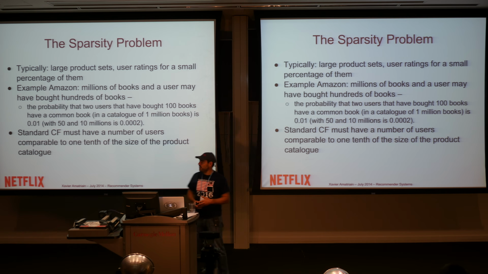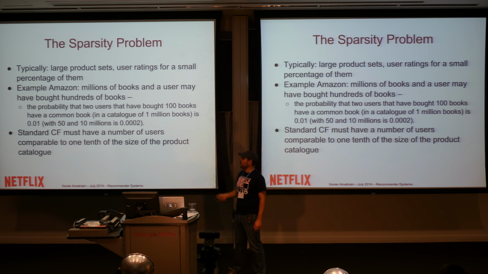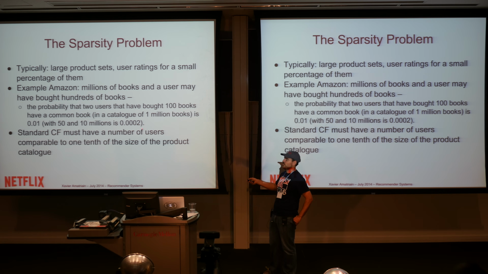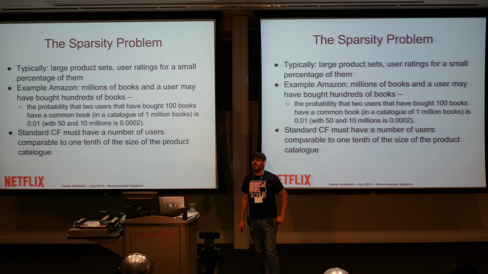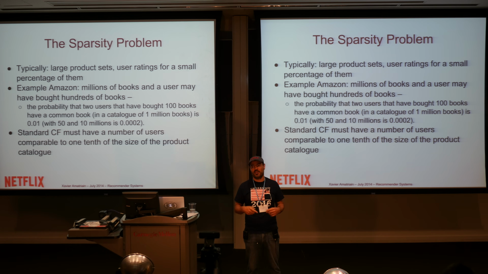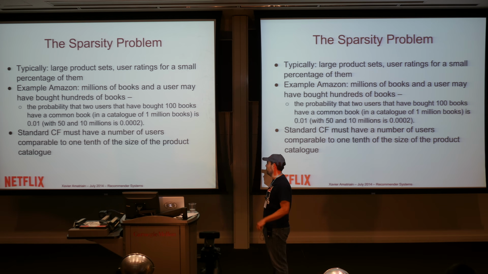And here you have an example in the case of Amazon and their catalog of millions of books, right? So the probability that two users that have bought 100 books have a common book is 0.01, right? And with 50 and 10, it's going to be 0.00002. So it's going to be really hard to find those two users that have bought or rated comparable things to even form a neighborhood. That's a real challenge.